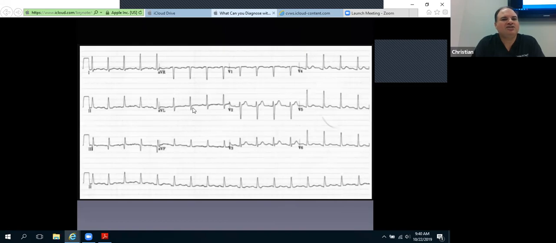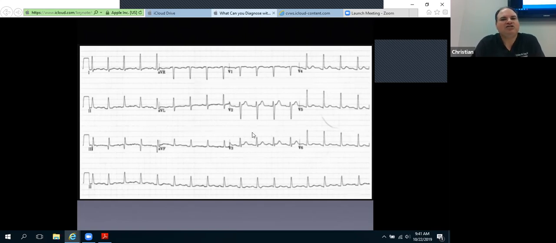And nobody says, oh, well, AVL is just the opposite of lead 3. It's not. And it's not a mirror image of lead 3 either. It's slightly different because you're using two different negatives. And then AVF is positive here because that's where the mass is. The mass is mainly inferior in the heart.